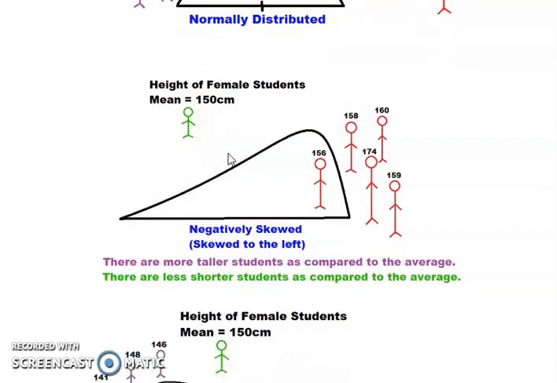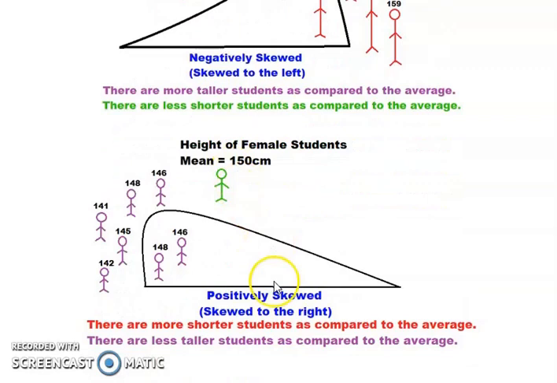Or maybe we can get another distribution which is skewed to the right or positively skewed. If positively skewed, the longer tail will fall on the right-hand side. If skewed to the right, it means that there are more shorter students compared to the average, so students shorter than 150 cm are more. Or we can also conclude that there are fewer taller students compared to the average.